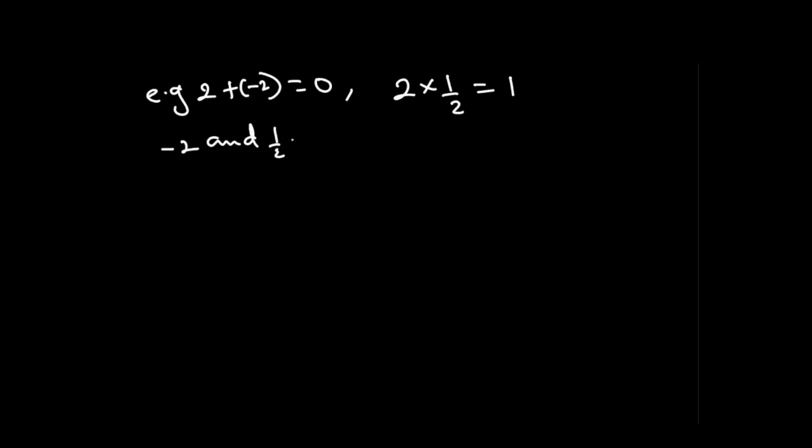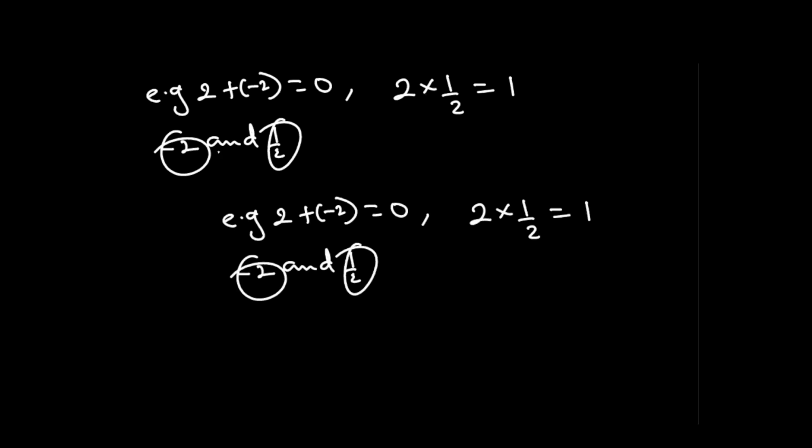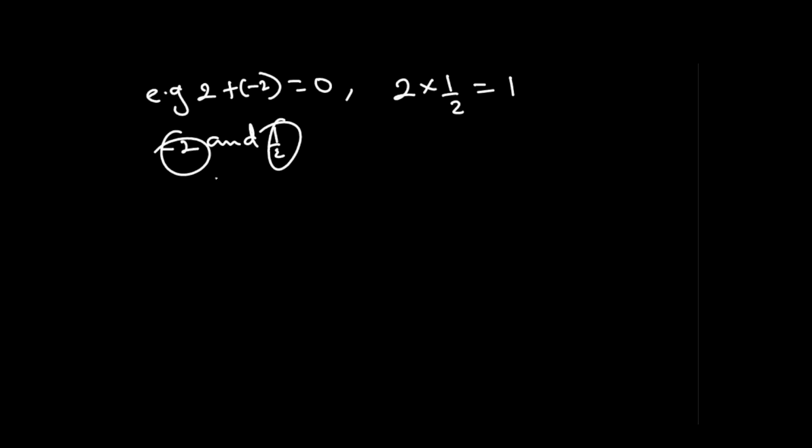So let's take, for instance, if I have 2 and I add minus 2 to 2, my result is 0. Or if I have 2 and I multiply it by 1 over 2, my result is going to be 1. So for that reason, I'm going to call minus 2 and 1 over 2 inverse elements. Minus 2 is the inverse for addition, and 1 over 2 is the inverse for multiplication. You understand that now? All right. So that's that about inverse.